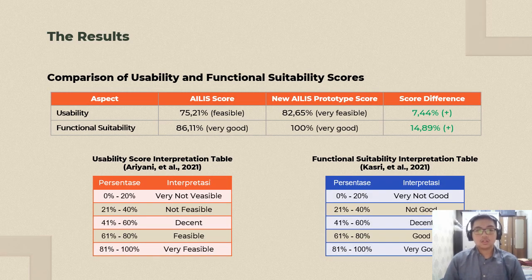This is a summary of the comparison of usability and functional suitability scores. So in here there are the scores of the original ILIS application and the prototype. It can be seen that there is an increase in the usability and functional suitability scores. Previously the ILIS had a viable usability score and a very good functional suitability score, but the prototype has a very viable usability score and a very good functional suitability score.